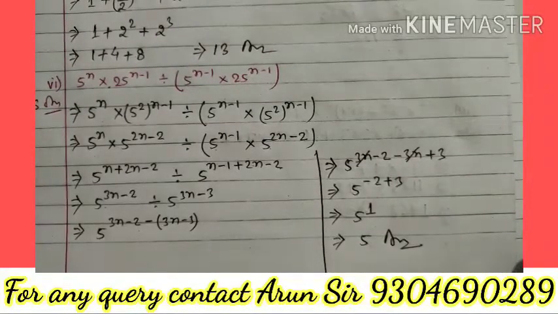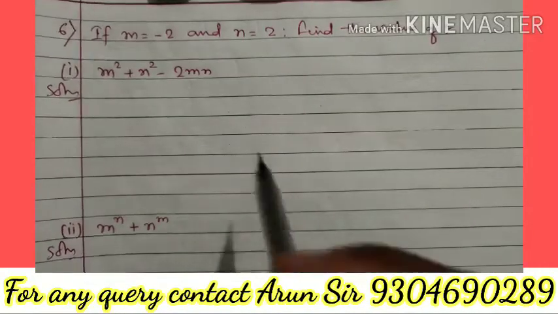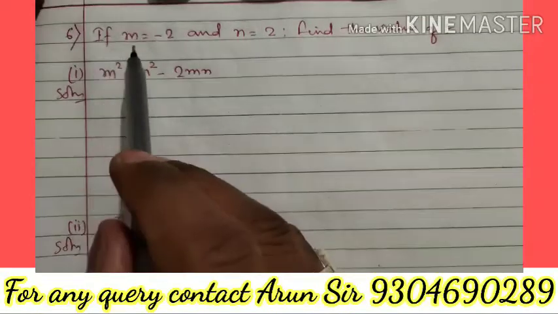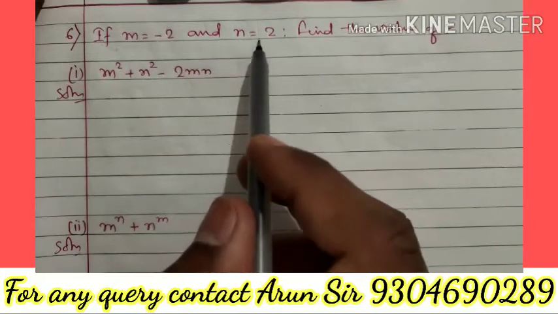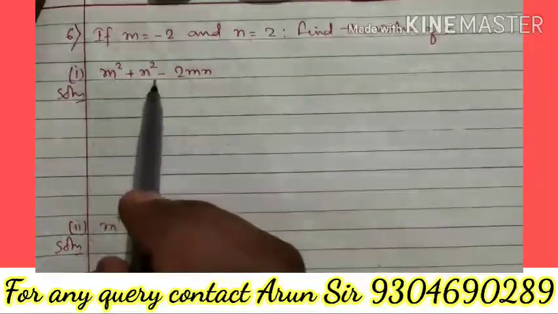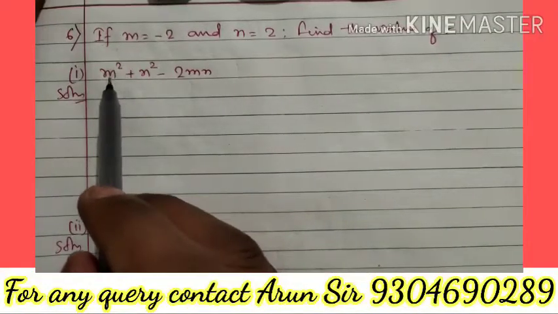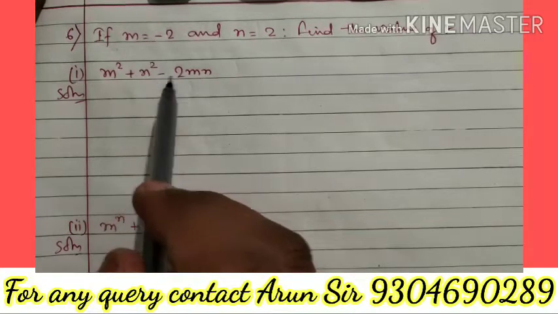Hope that this question is also clear to you. Now we will solve the last question of this exercise, that is question number 6. Question number 6 says that if m is equal to minus 2, the value of m is given, and n is equal to 2, the value of n is also given. Find the value of the expression given here, by putting the values of m and n given above, we have to find the value.